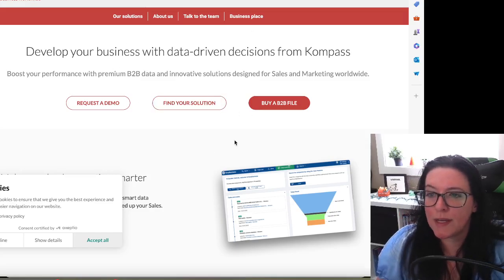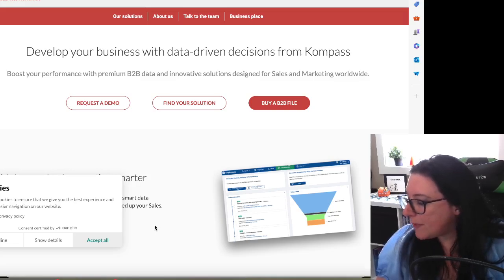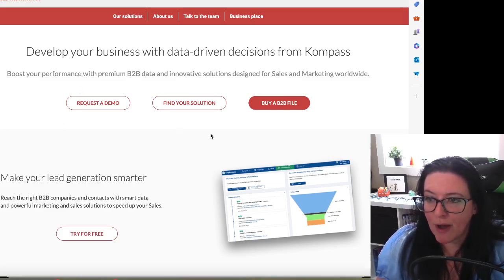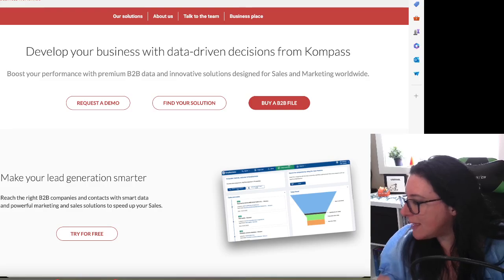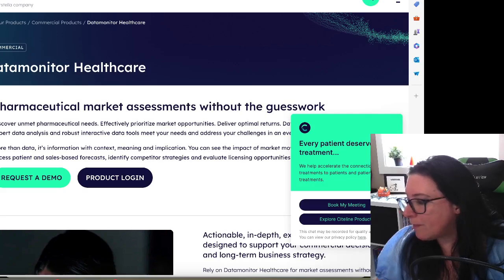Compass here, this one is based on B2B, so business to business. If you're a company that sells to other companies, then this is where you would find information about industry trends and information. It doesn't have to be marketing or related.